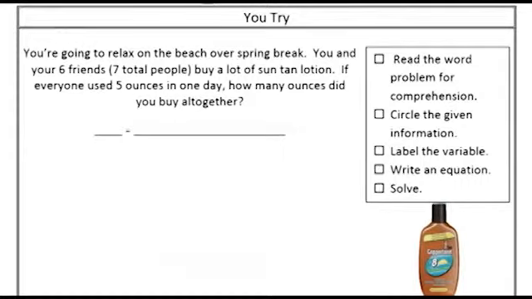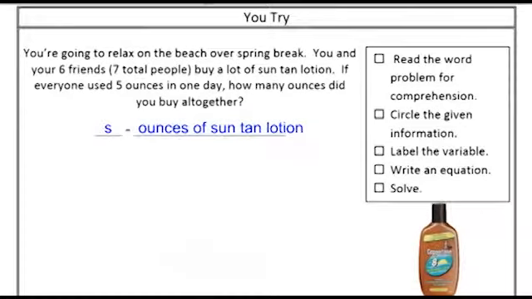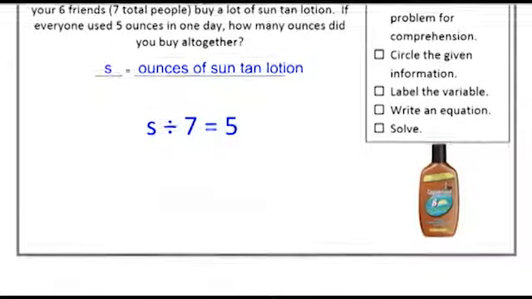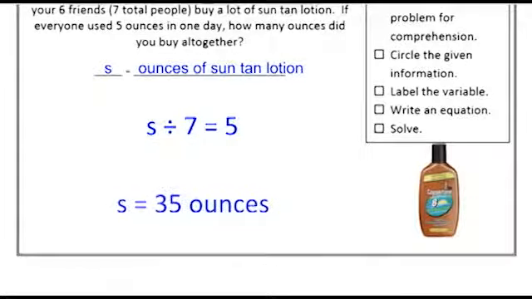Welcome back. For this problem, the variable should have been ounces of suntan lotion, or total ounces of suntan lotion. We took the total amount and split it equally among 7 groups. Each group had 5 ounces. If you're dividing by 7, you would multiply both sides by 7, and you should end up with 35 ounces. Remember, the unit is very important.